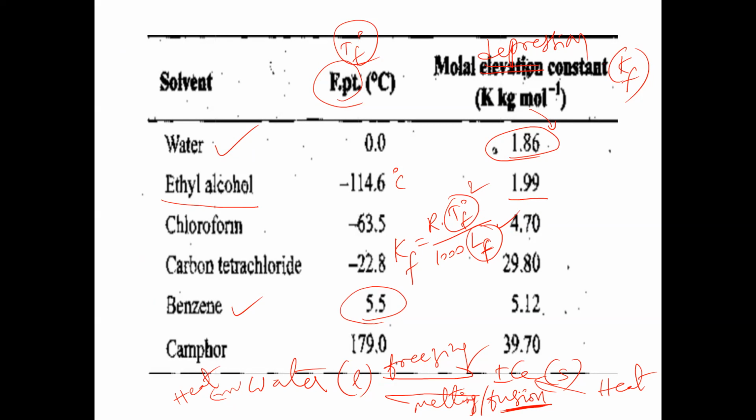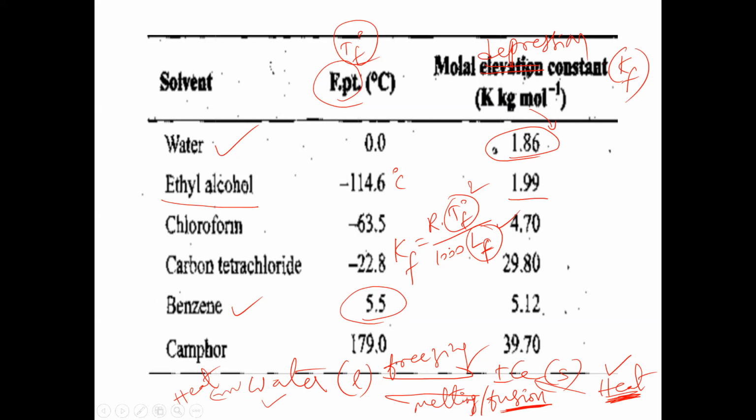Now, whenever fusion is going on, the amount of heat absorbed is called the latent heat of fusion. The same amount of heat will be released in the freezing process by water, and the same quantity of heat will be absorbed by ice. So that value is called the latent heat of fusion, which we denote as LF.